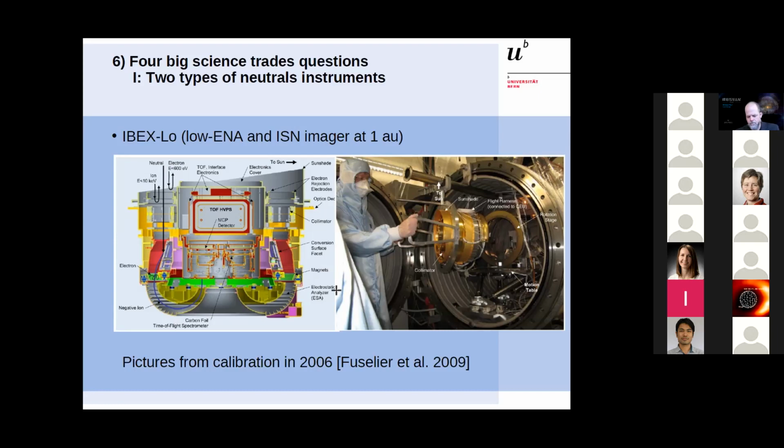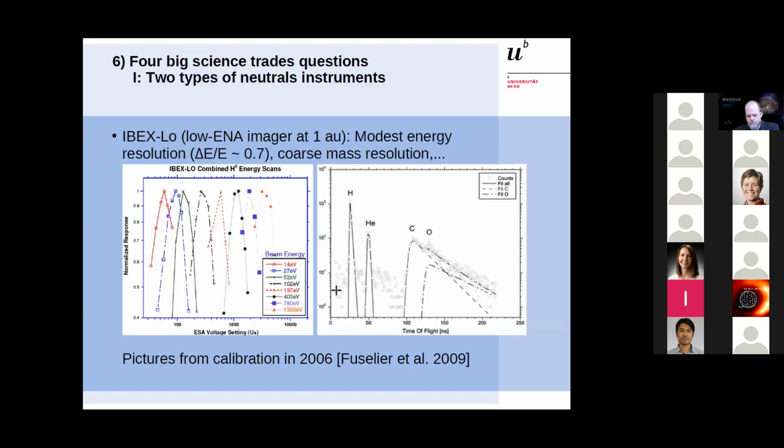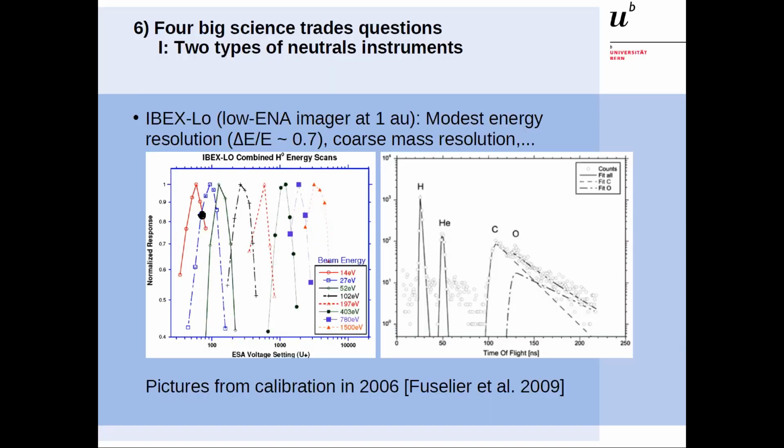We in Bern and some of our partner institutes have been working with those ENA imagers for decades. What do you get with such an ENA low imager? You get a modest energy resolution, but you get an energy resolution. So this is for IBEX low. You get maybe going from 10 electron volt to 1,000 electron volts, which is solar wind energy roughly. You get maybe 5 or 10 different channels. With this, you get a coarse energy spectrum.